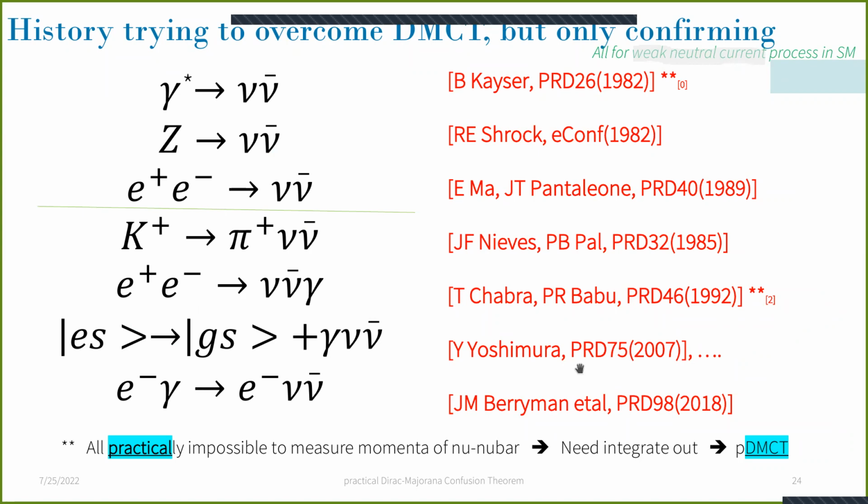So it's the same statement you made. What I'm saying is, basically, the DMCT is not wrong. So you have another way to distinguish Dirac and Majorana. I mean, it's too strong a statement to say the DMCT was wrong. No, it was right, only after integrating out the final state. But there is a way not to integrate out. So this is another process. That's probably the correct statement.